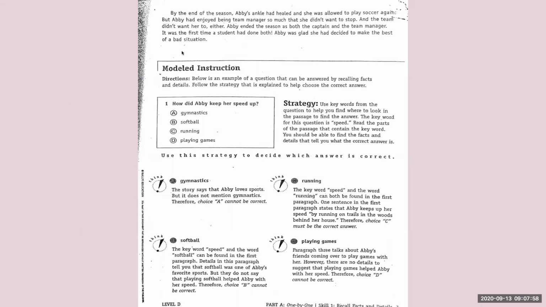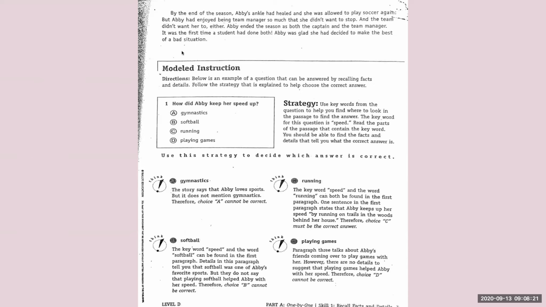By the end of the season, Abby's ankle had healed and she was allowed to play soccer again. But Abby had enjoyed being team manager so much that she didn't want to stop. And the team didn't want her to either. Abby ended the season as both the captain and the team manager. It was the first time a student had done both. Abby was glad that she had decided to make the best of a bad situation.